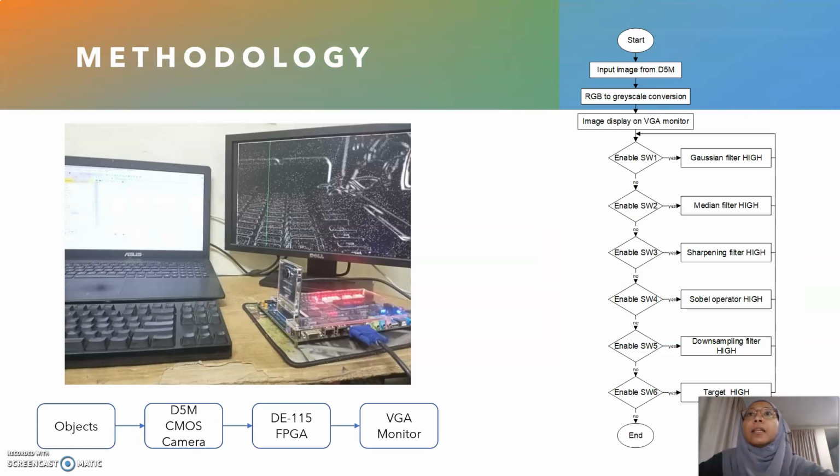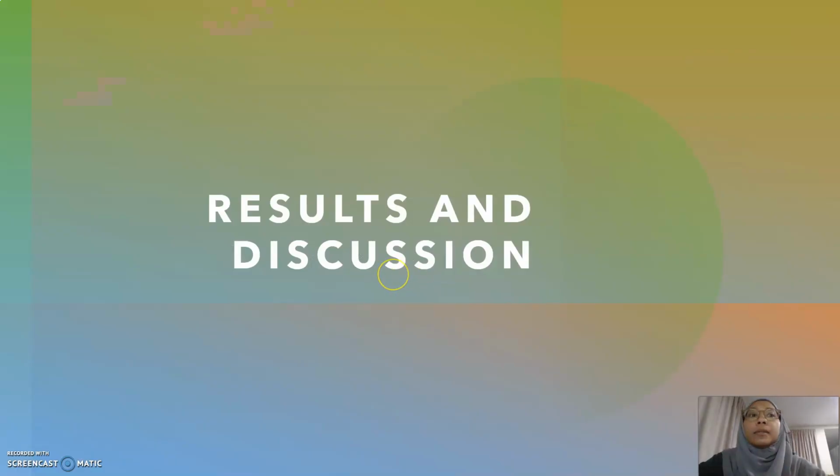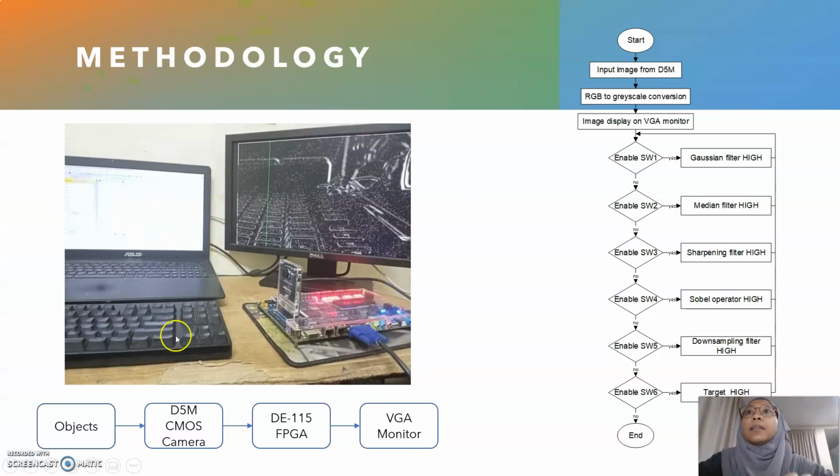This is the hardware setup for the experiment. This is the VGA board, we have the FPGA board here, and this is the camera. First we focus on one object, which is the keyboard, and we take the picture using the CMOS camera, and then we do the data processing in the DE115 FPGA and display it on the VGA monitor.